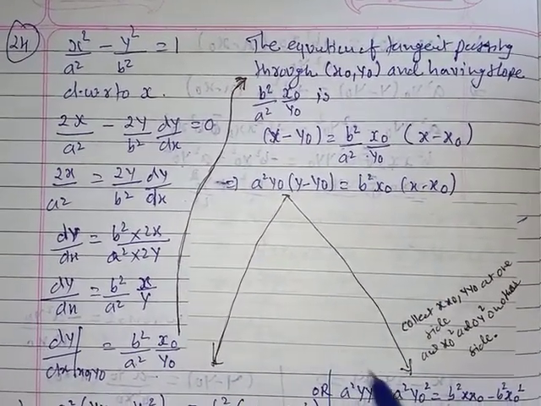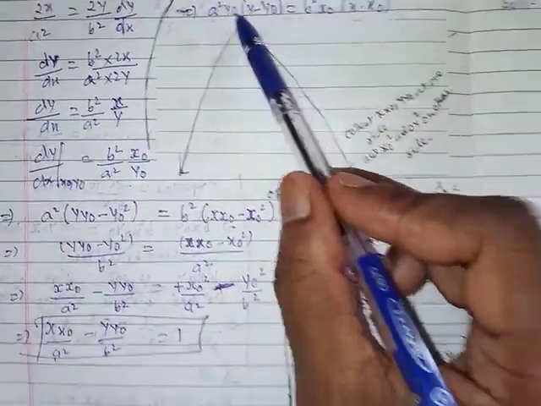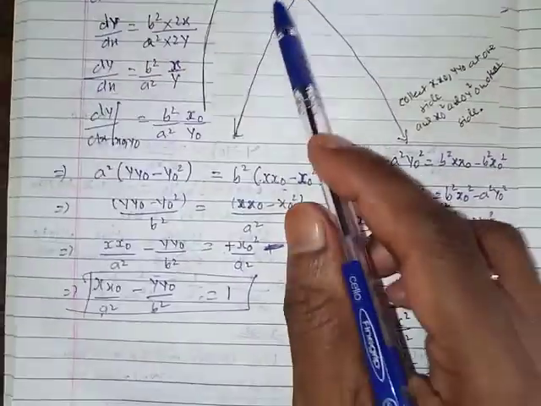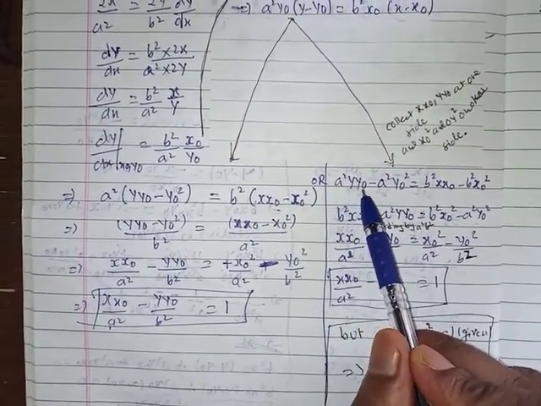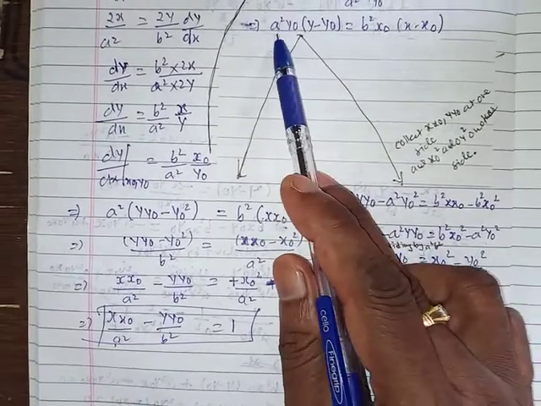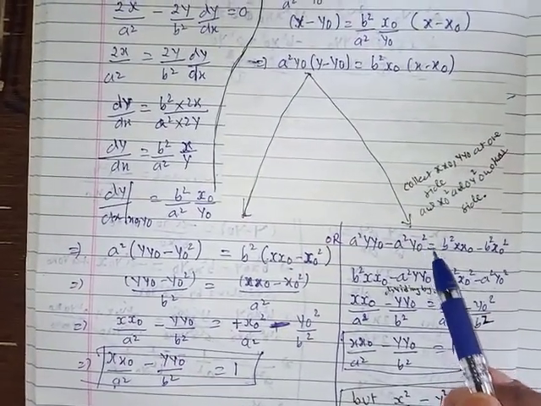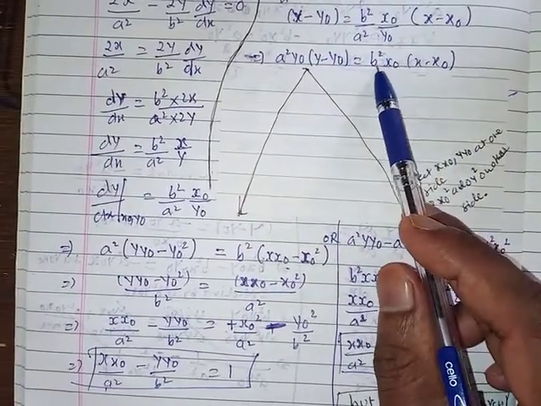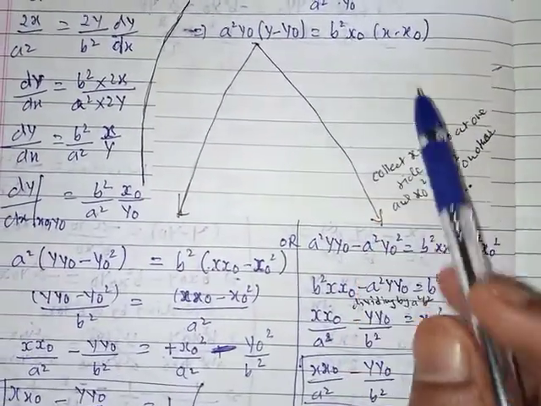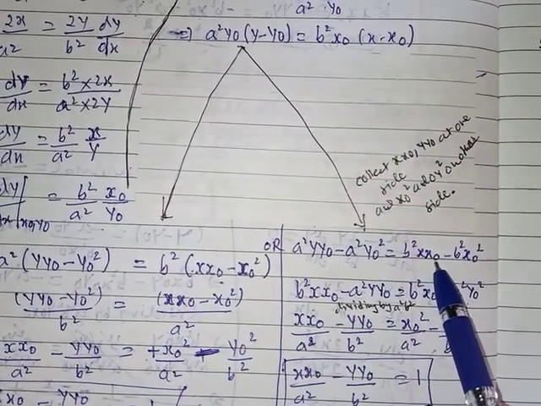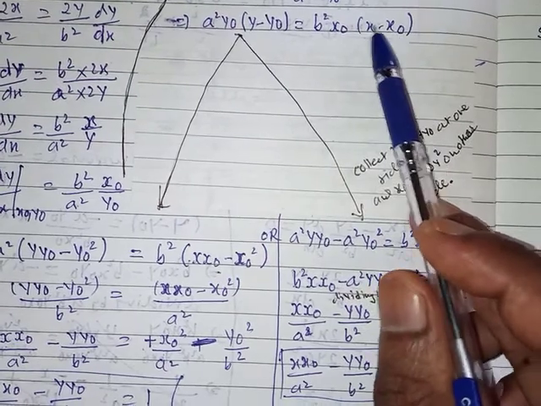Now there are two ways. This is the shortest way, so we'll follow that one. Multiply inside now. If you multiply inside, what do we get? a square y y0 minus b square x x0, and on the other side, a square y y0 whole square is equal to b square x. Then minus b square x into x0, into x0 it is x0 square.